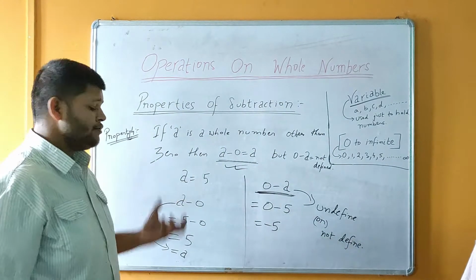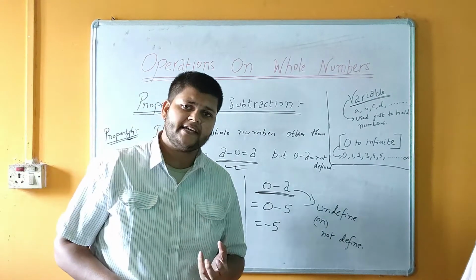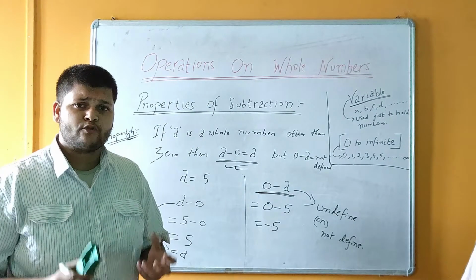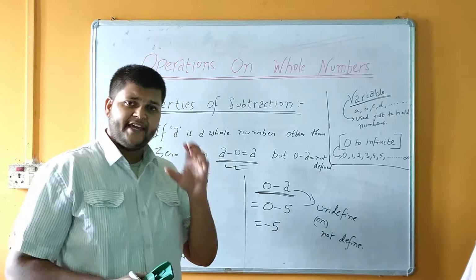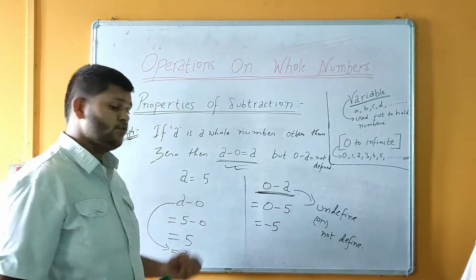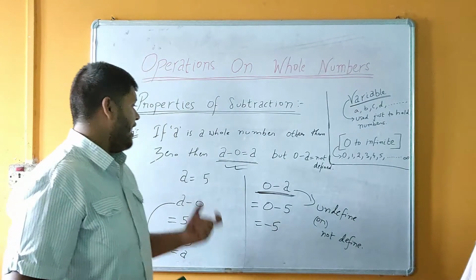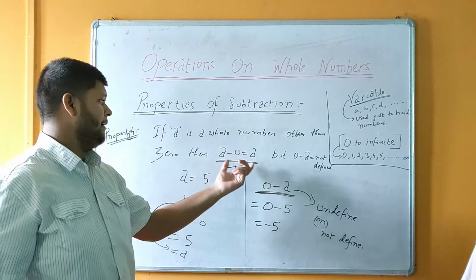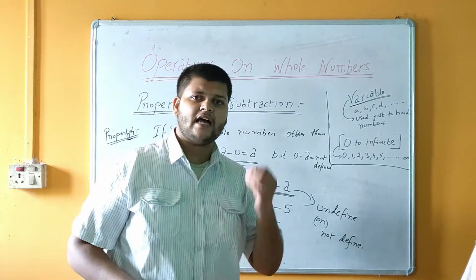That means whenever you are taking any value other than 0 as a whole number and you want to perform subtraction, at that time you can do that A minus 0. A can be any value other than 0. You can assume A as any value other than 0. So after assuming, you can perform this operation, it will always satisfy this condition. But when you try to do the reverse, you will get the result as undefined.